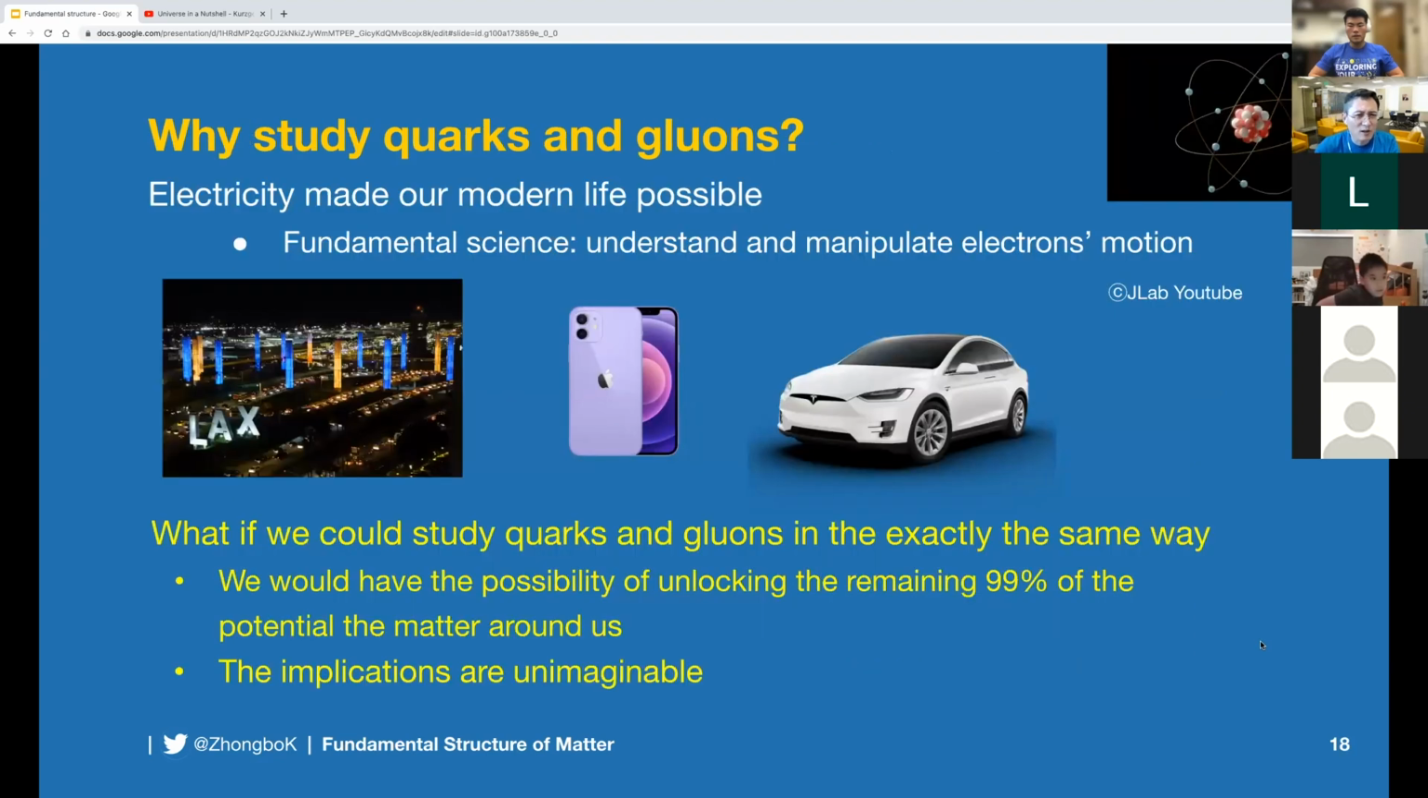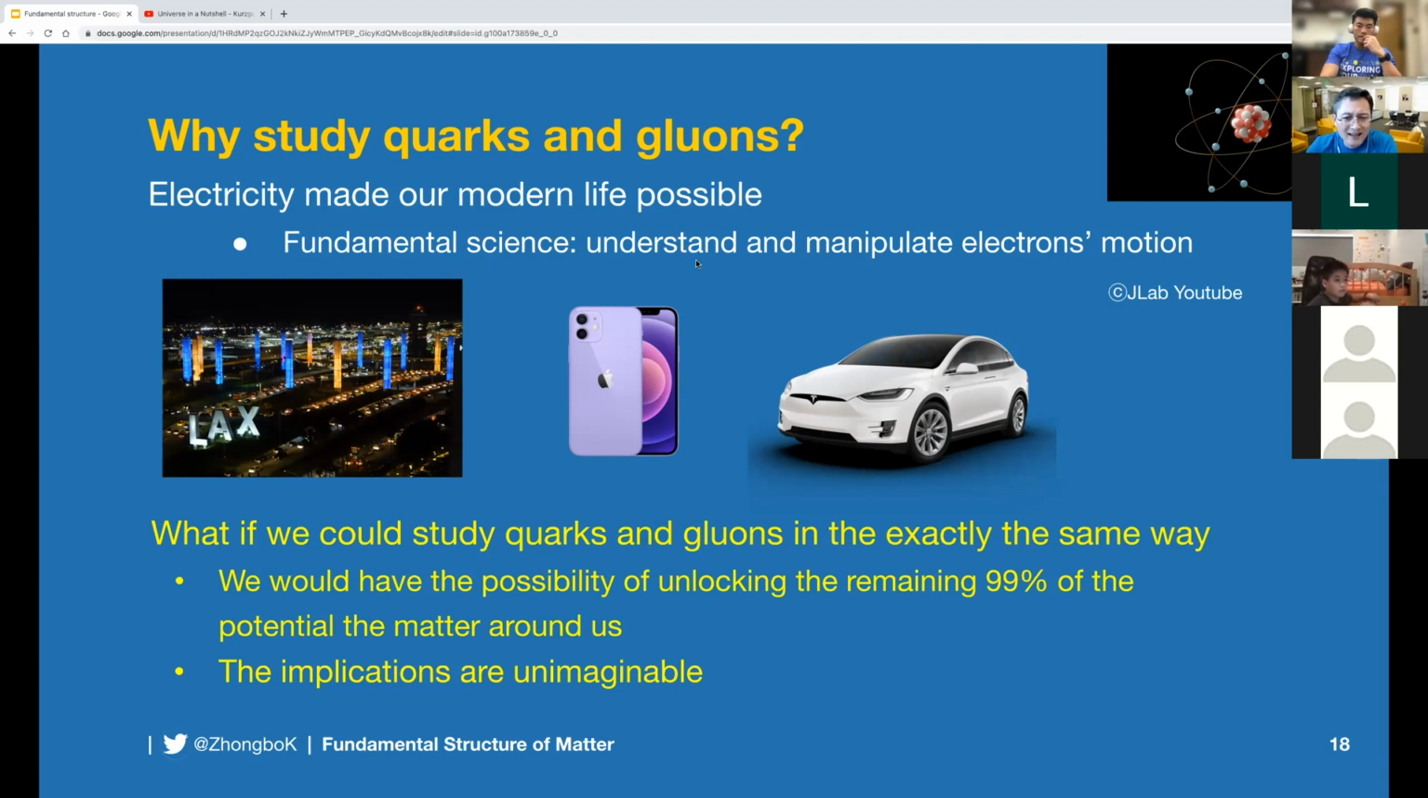For the last minute, let me explain why we want to study quarks and gluons. If you remember what I said, there are quarks and gluons inside the nucleus. It's much smaller than the size of the atom, four orders of magnitude smaller, yet it accounts for 99% of the mass. Imagine these days the electricity. We really realize our electricity made our modern life possible. The reason electricity actually worked is because of progress in fundamental science.